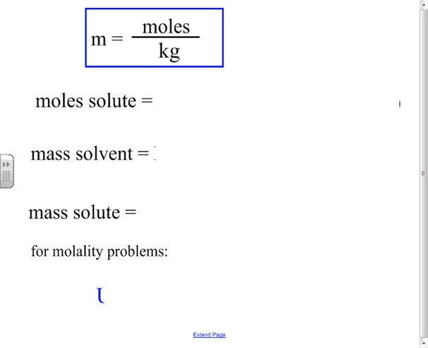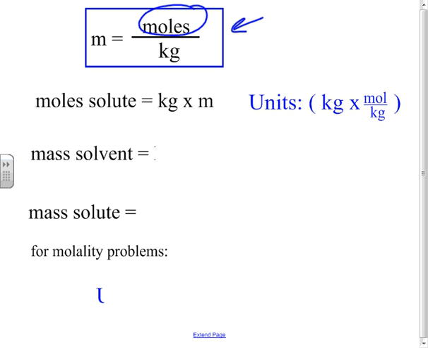In terms of equations with molality, if you are given this equation for molality and I ask you to solve for the number of moles, you can algebraically rearrange that equation to get the number of moles equals the kilograms times molality. And if you want to see how the units are expanded to get moles, here's my kilograms. Here is the molality, the ratio of moles to kilogram. Multiplying through, kilograms will cancel, giving you moles.